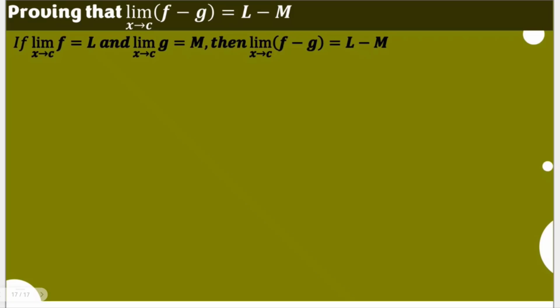This time, we are going to prove that the limit of the difference of two functions is equal to the difference of their individual limits, in a specific order. It states here that if the limit of f of x as x approaches c is equal to L, and the limit of g of x as x approaches c is equal to m, then the limit of their difference in that exact order, f minus g, as x approaches c is equal to the difference of their limits in exact order. Take note that subtraction has no commutativity, so we need to really structure it in this manner.